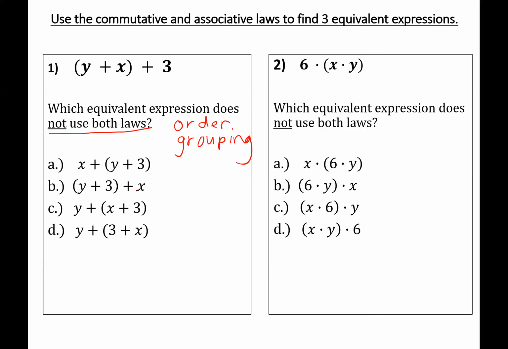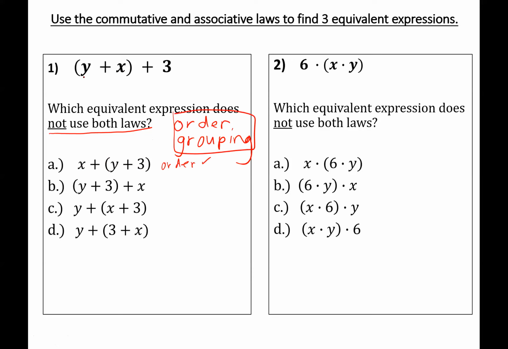So all of these expressions are equivalent, but there's only one that doesn't use both properties. So we have to get a little bit detail oriented right here. For each choice, I'm going to check, compared with the first expression, has anything changed in terms of the order? And has anything changed in terms of grouping? So again, the original expression was in parentheses, y plus x, close parentheses, plus 3. Choice A, x plus parentheses, y plus 3. Okay, x is first now, so we've definitely changed the order because y was first before. So order has been changed.